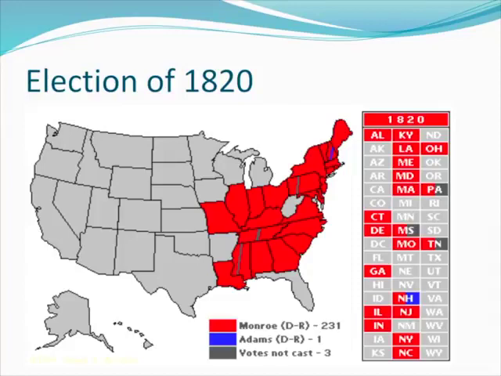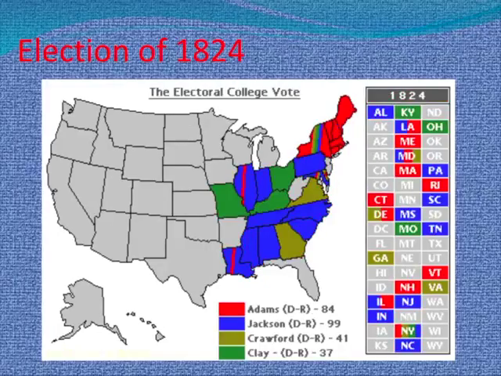You can see that by then, the Federalist Party, for all practical purposes, ceased to exist. John Quincy Adams, the son of John Adams, got only one electoral college vote. In 1824, we had a division within the Democratic Republicans. There were four different candidates: Adams, Jackson, Crawford, and Clay. And John Quincy Adams became president, even though he won fewer electoral college votes and fewer popular votes than Andrew Jackson. But you can see by the breakdown that no candidate had the majority of electoral college votes.